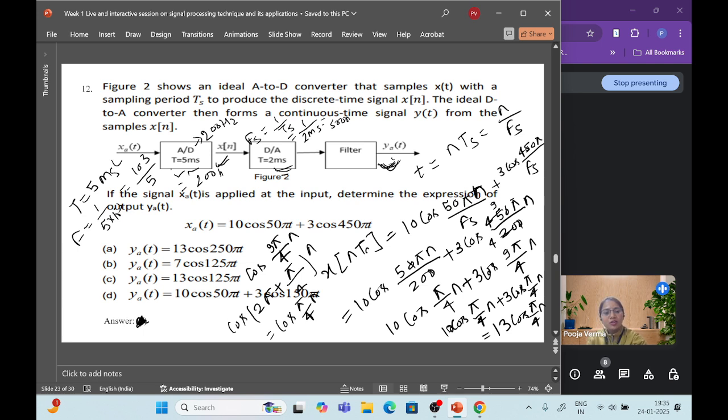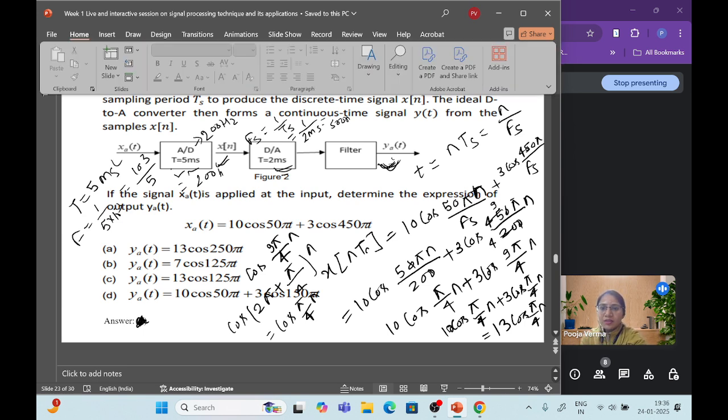That means 13 cos pi by 4 n. Okay, so actually I have to remove it from here because I don't have space. Can I remove it? Okay, I can take the other slide also. Just a minute.